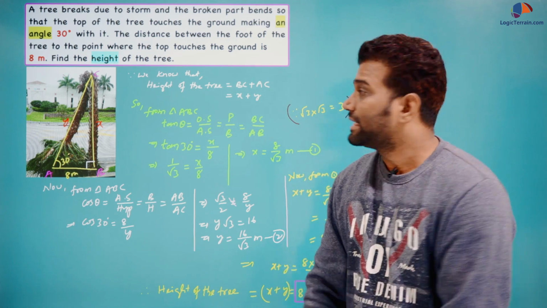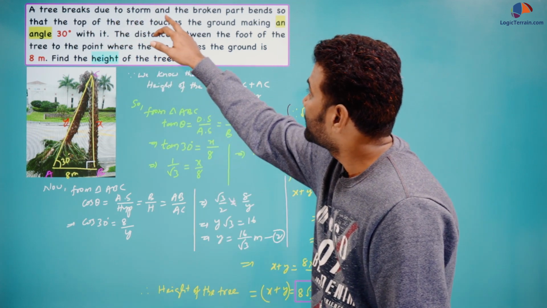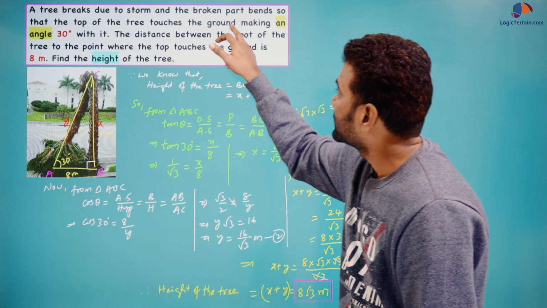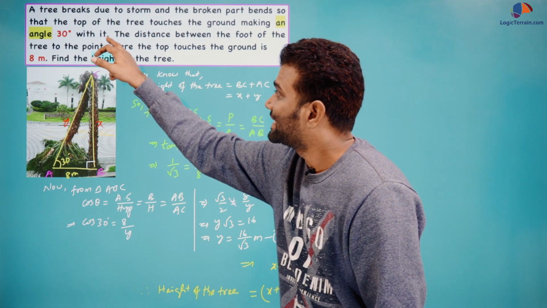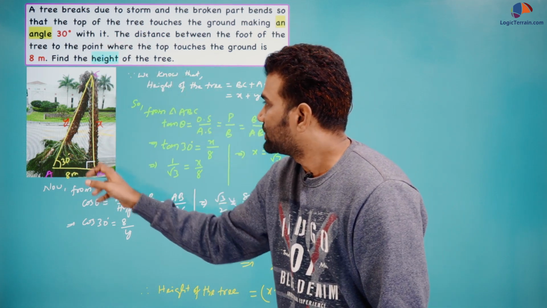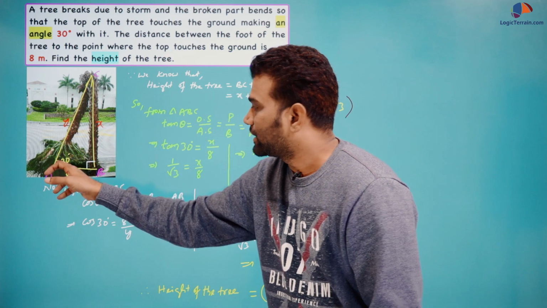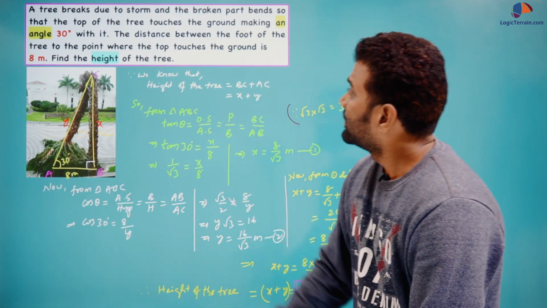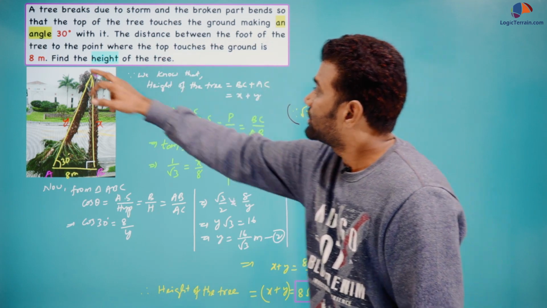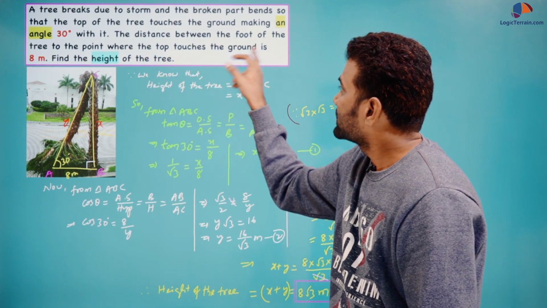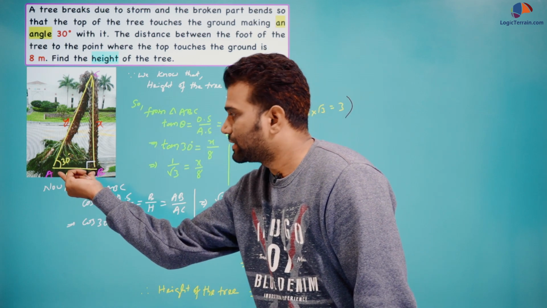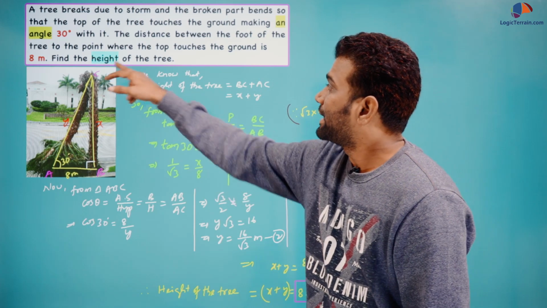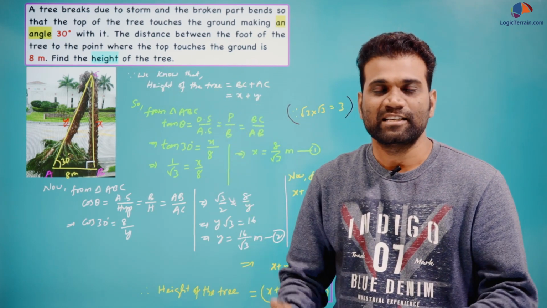The statement is, a tree breaks due to a storm and the broken part bends so that the top of the tree touches the ground, making an angle of 30 degrees with it. You can see like this. This is the broken part and the top of the broken part makes a 30 degrees angle with the ground. The distance between the foot of the tree and the point where the top touches the ground is 8 meters. Here the distance is given, that is 8 meters. Then the question here is, find the height of the tree.